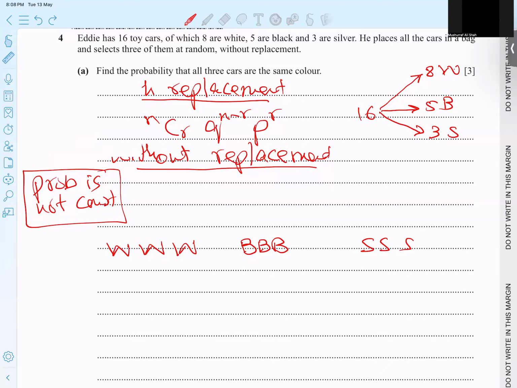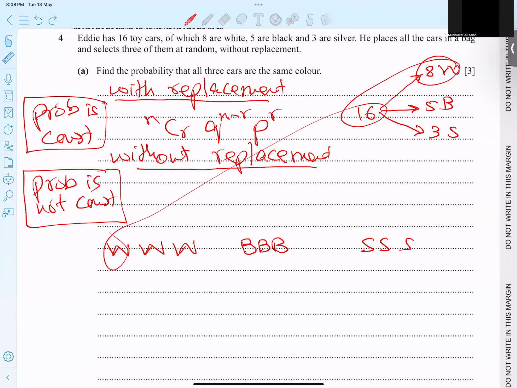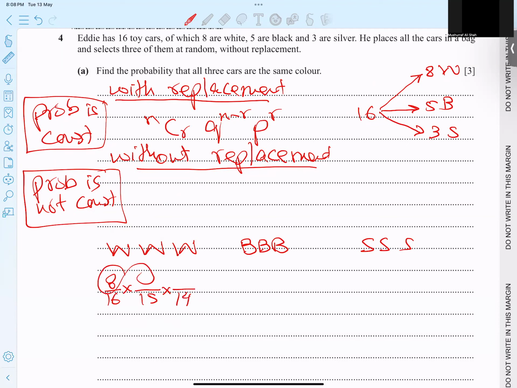And what are the chances of white? 8 out of 16 for the first one. The second card naturally reduces to 15. And look now, why am I reducing 1 here? Because it is without replacement. And 8 will become 7, and 7 becomes 6. This is the way to answer.